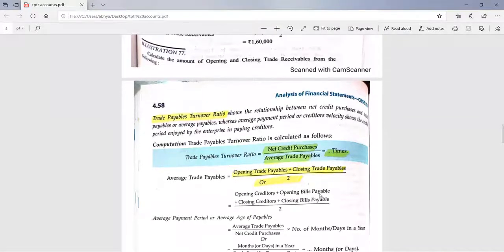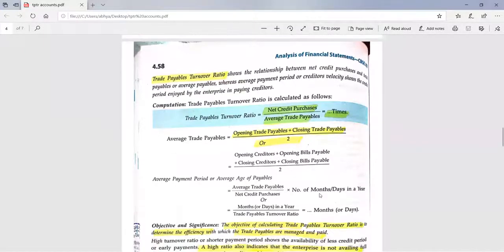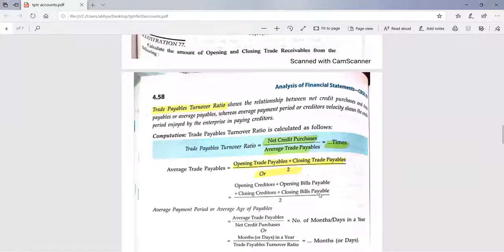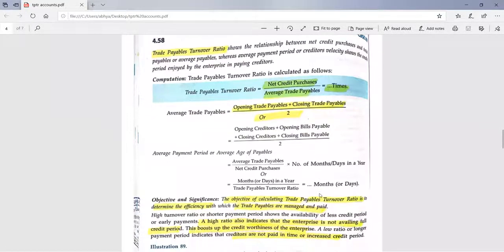Now average trade payables, same formula: opening trade payables plus closing trade payables divided by 2, or we can say opening creditors plus opening BP plus closing creditors plus closing BP divided by 2. Next is average payment period, which is not part of the course, so I am not explaining here. And trade payable ratio shows the relationship between the credit purchases and the average trade payables.